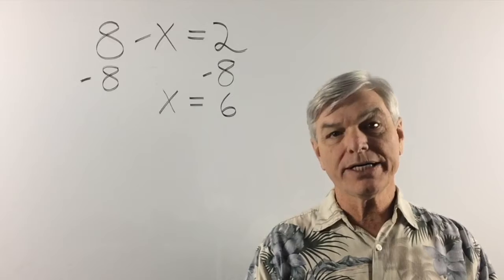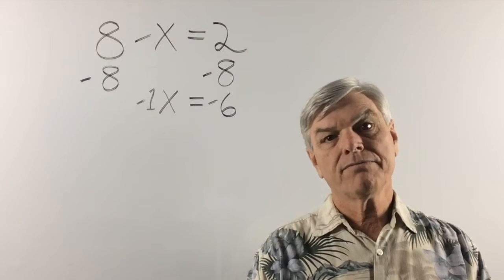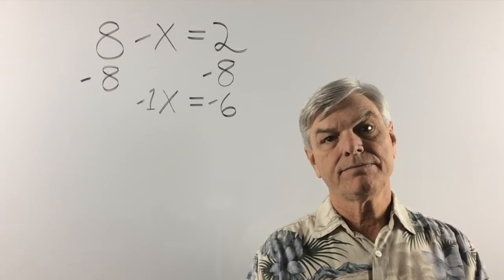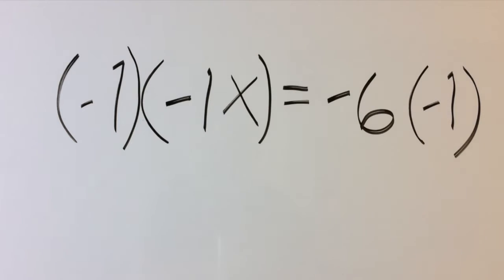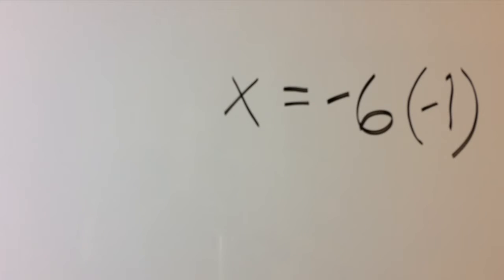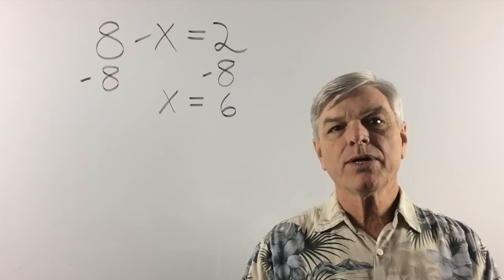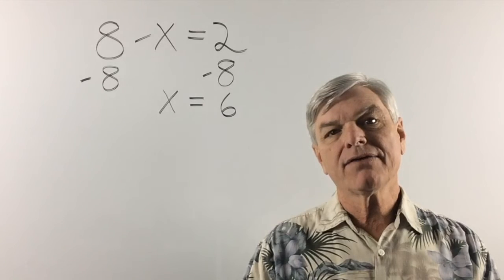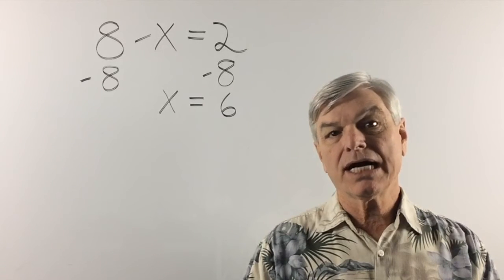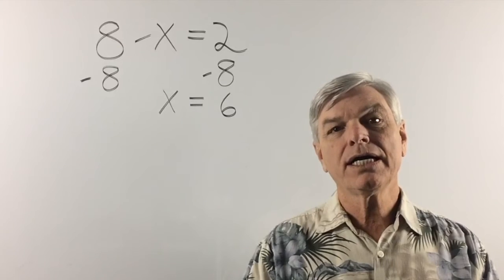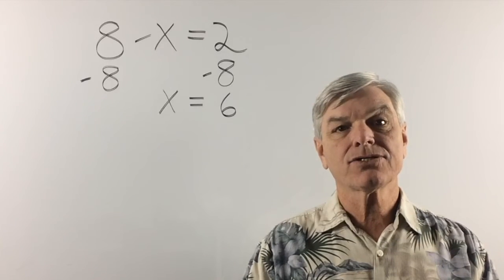Now I said there were two ways to do this. We could have multiplied both sides by -1. -1 times -1 is just plain old vanilla x. And that's what we want. And -6 times -1 is 6, the same answer that we had when we divided by -1. So to get rid of a negative x, you can divide by -1 or you can multiply by -1. I actually like to multiply by -1. Either way will get you to the correct answer.